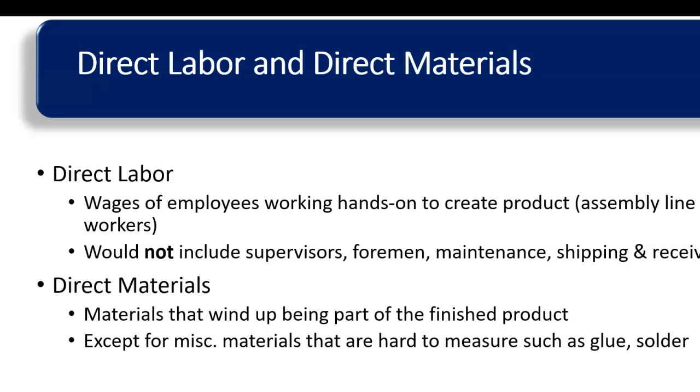So that would be things like thread or glue or solder. When you're soldering something together, it's really hard to measure how many drops of glue you may use in each product. Even if you could measure it, it's really inefficient to measure that small amount of glue with that small amount of cost attached to it. So typically we don't include miscellaneous items like glue, thread, solder in direct materials. Again, items that are small, not a large value of the cost, and that would be difficult to track for each item made.